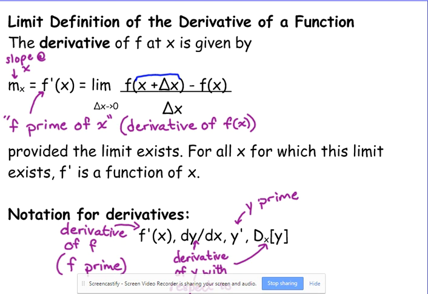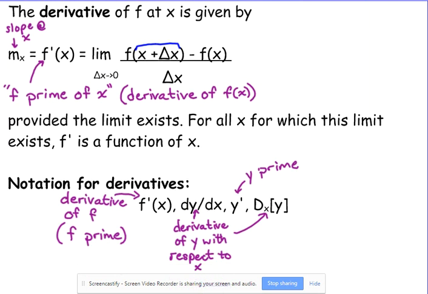But in general, this is how you find the derivative of the function, which is synonymous with the slope of the tangent line, which is synonymous with the instantaneous rate of change. You have to be familiar with those terms and the fact that they are interchangeable.